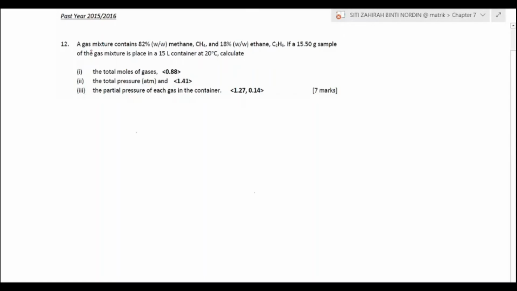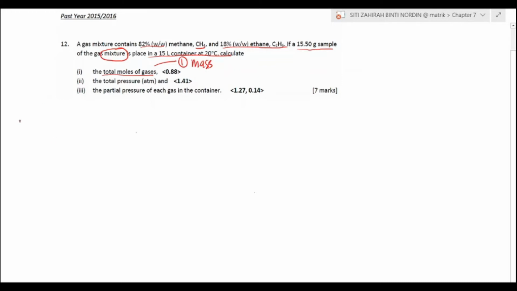Question 12. A gas mixture contains 82% by mass of methane and 18% by mass of ethane. If a 15.50 gram sample of the gas mixture is placed in a 50-liter container at 20 degrees Celsius, calculate first the total moles of gases. Okay, but first, to find the moles, you have to find the mass of each gas first.